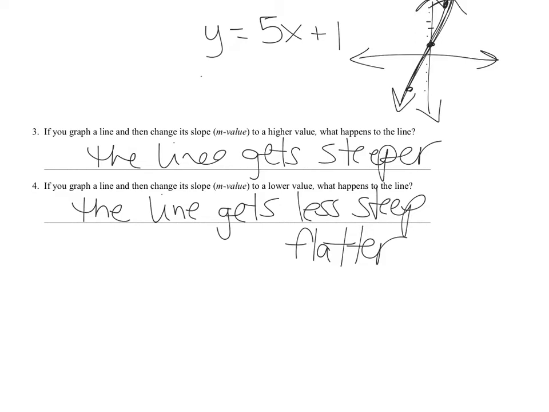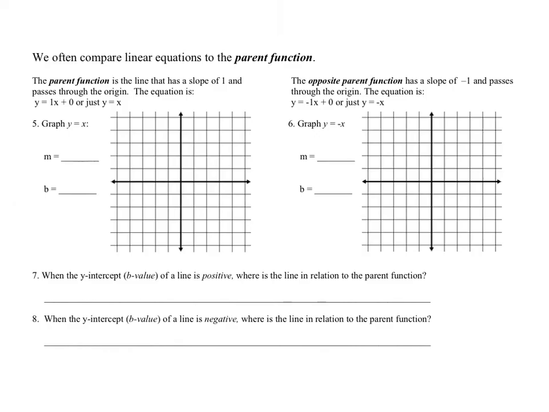But if I say y equals 1/5 x plus 1, well, here the y-intercept is still 1. I'm going to go down 1 to the right 5, or up 1 to the left 5, right? So the line is actually going to be a whole lot less steep. Does that make sense? All right, let's move on to the next set of questions.